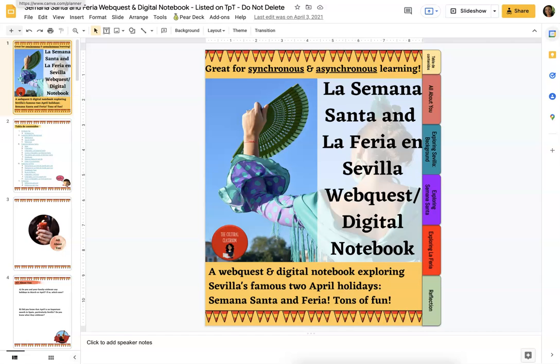The Semana Santa Feria Webquest and digital notebook. Sometimes people are confused about what a digital notebook or web quests are. So I wanted to hop on and let you know really quickly what you're getting when you download one of my WebQuest and digital notebooks.